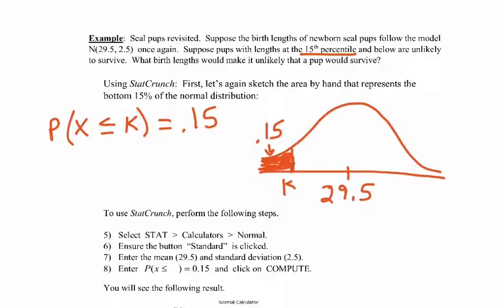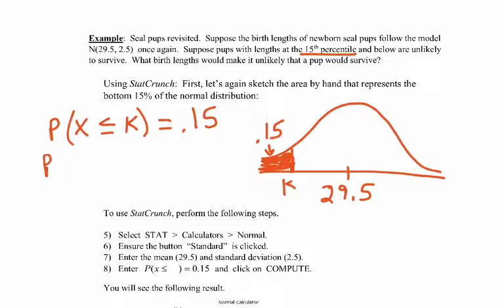So you're going to go into StatCrunch. You're going to follow the same directions: Stat, Normal, Stat Calculator, and then Normal. I'm going to go ahead and do that on my computer. And then you're going to make sure the Standard button is clicked, put in the mean and the standard deviation, and then enter P such that X is less than or equal to, leave that blank, and put in 15% for your probability. And you should get a picture that looks similar to what I have.